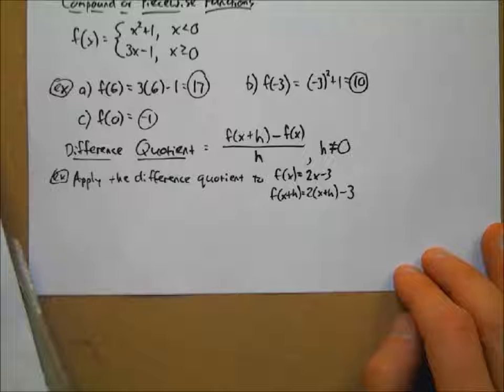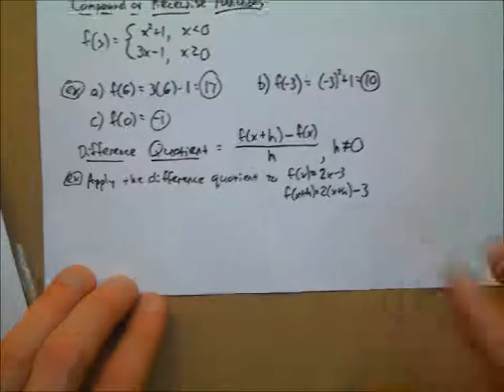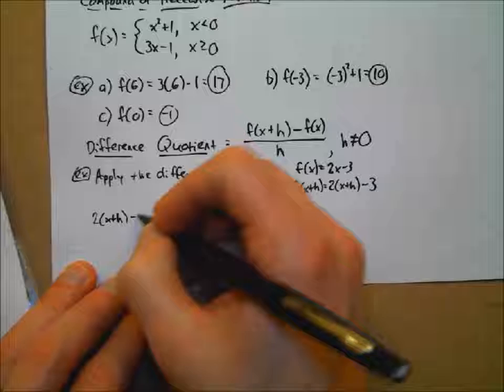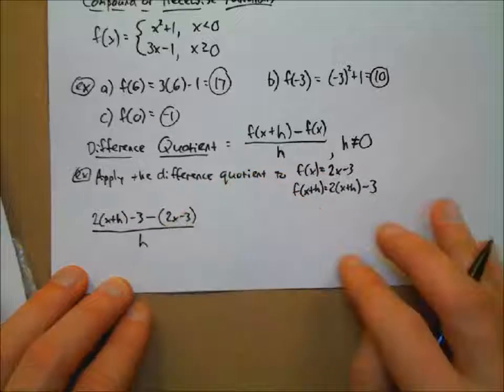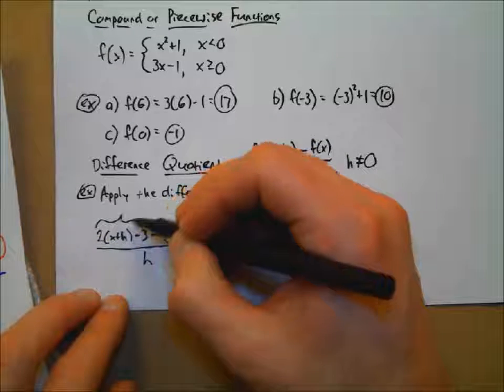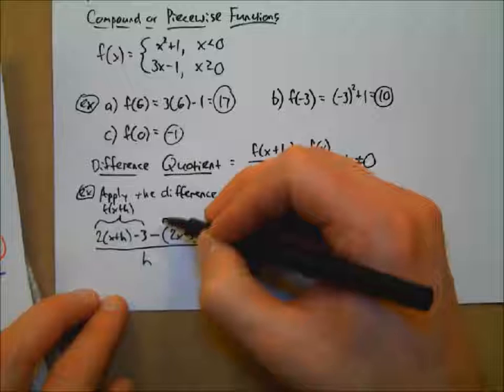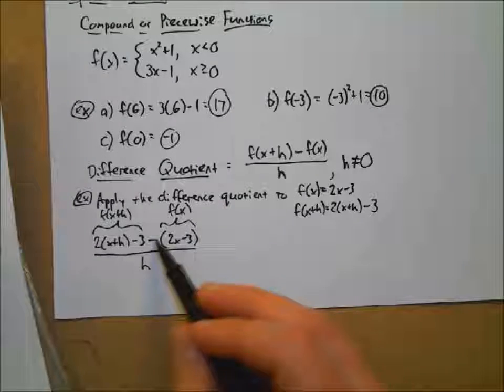So now we have those two pieces. We're going to take the f of x plus h and subtract f of x, put it all over h. Okay, so we'll have 2 parentheses x plus h minus 3 minus the quantity 2x minus 3, all over h. Okay, just like that. And of course we have work to do after this point. But let me just pause here real quick. So there is our f of x plus h, right? There is our f of x, and of course there's h right there. Okay, can you see the pieces? F of x plus h minus f of x, all over h.